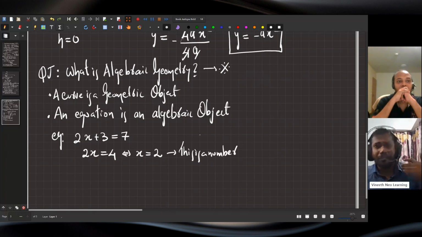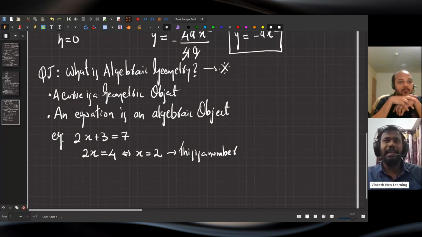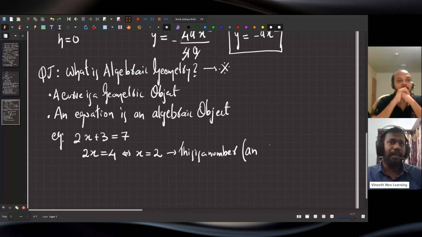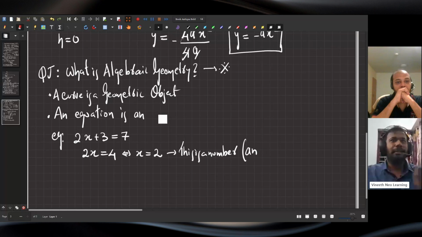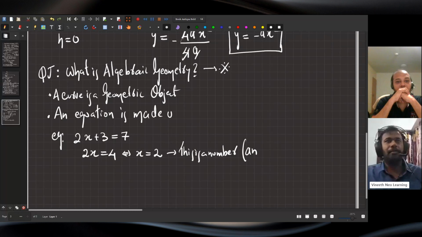An equation is not just purely an algebraic object. A number is an algebraic object. We can do algebra with numbers. We can add and multiply with numbers. An equation is made up of algebraic objects. These are not exactly mathematical definitions. These are naive terms, but they are based on intuitions, like mathematical ideas.